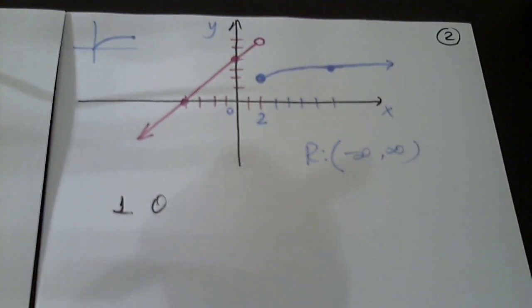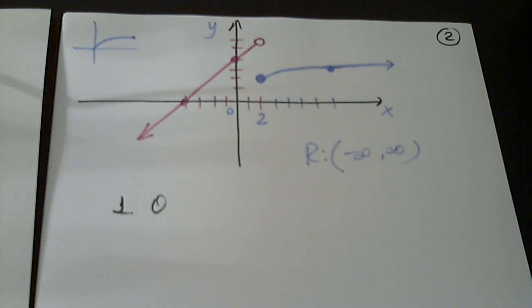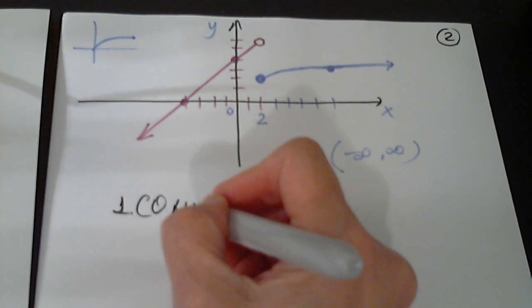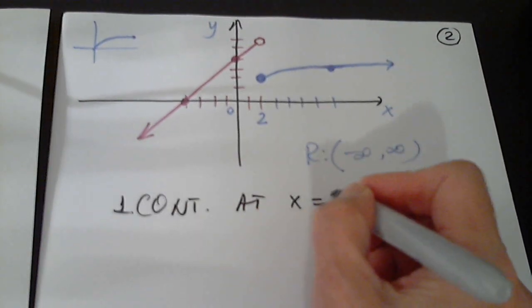I just wanted to write continuous. Yeah, I'm going to put the C in front. Okay. Continuous at x equals 2.